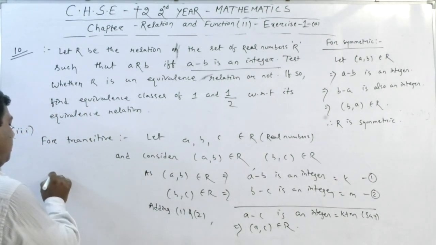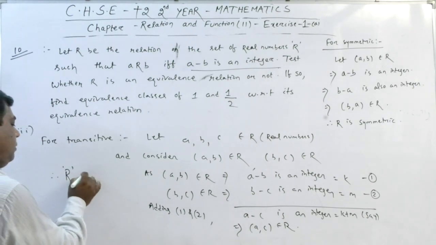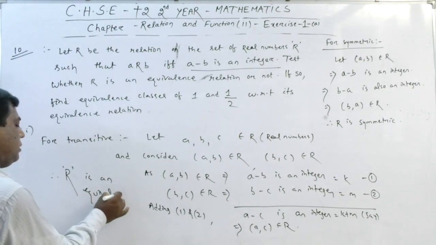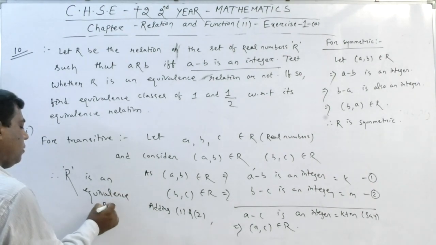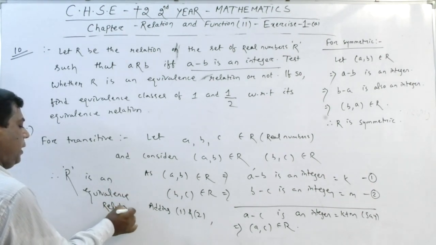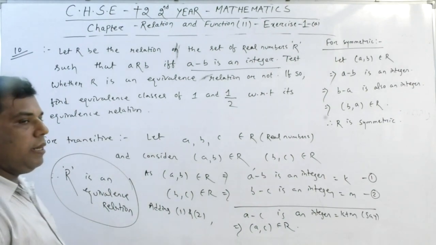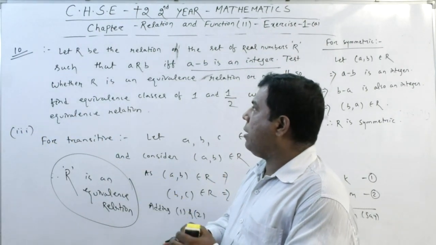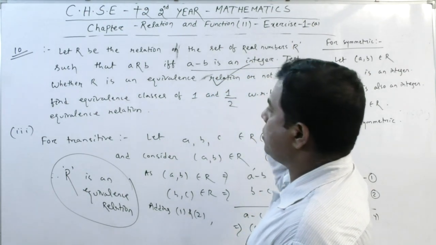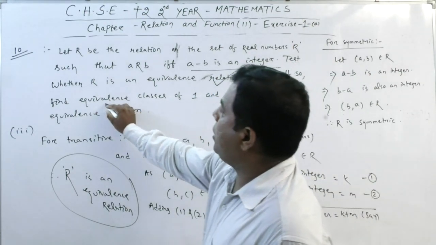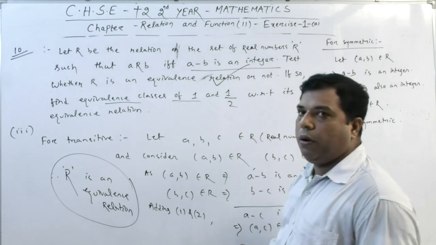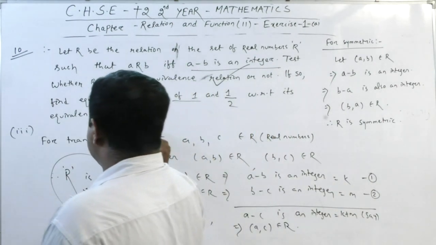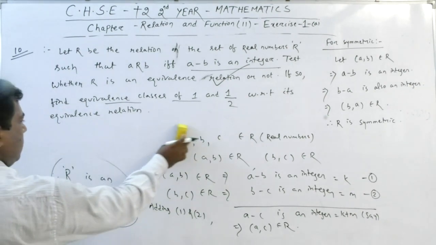Therefore, what is the conclusion? R is an equivalence relation. So we obtain R is an equivalence relation. Clear, my dear students? Now we are able to show R is an equivalence relation. Now we have to find the equivalence classes of 1 and 1 by 2. Okay, how? Let us see.